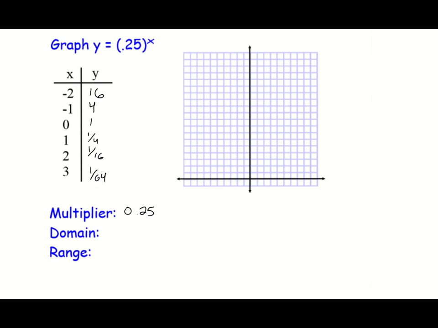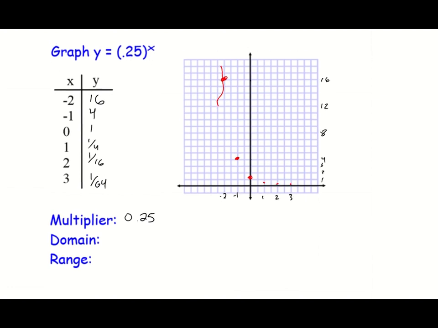I'll go every line in the y direction. So this would be 1, 2, 3, 4. And then I'll skip a couple here. So you see, we plot these points. When I plotted these points, you realize really fast that this graph goes down.